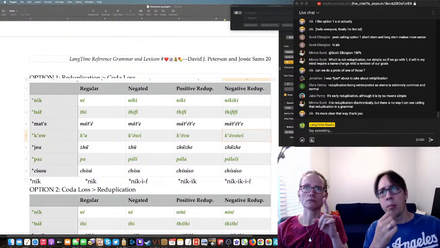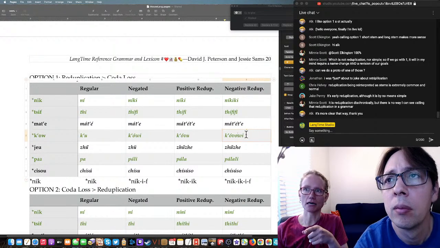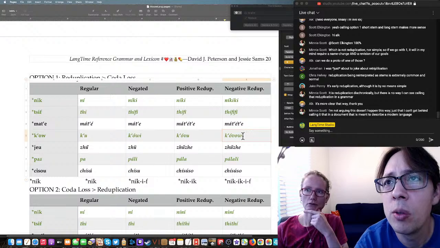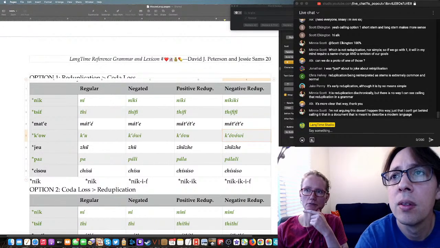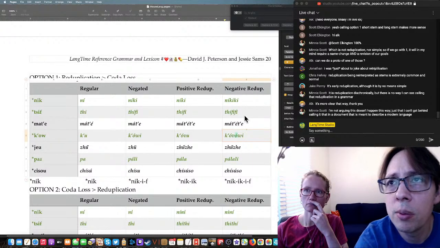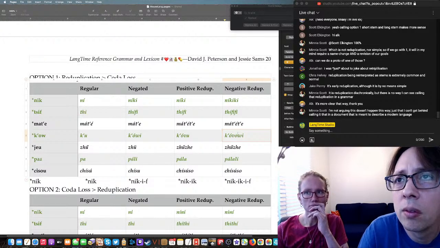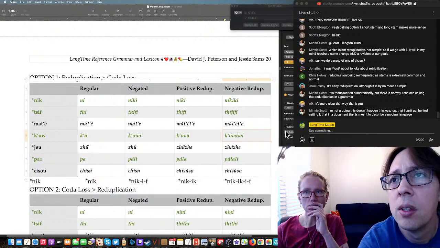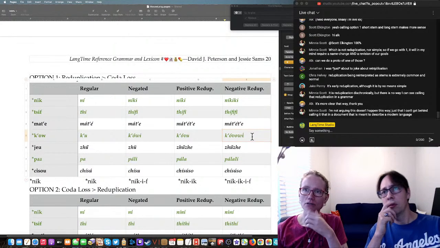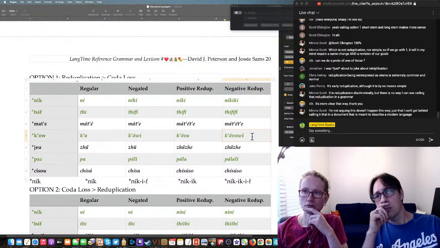But wait, this then is before coda loss, so it's going to be a high tone on that O. Right, because it's just the reduplication that disambiguates. Oh, but that is the reduplication. That's why it disambiguates. This is the negative. Okay, but if we're going to do that, then I would argue it needs to be kovu.